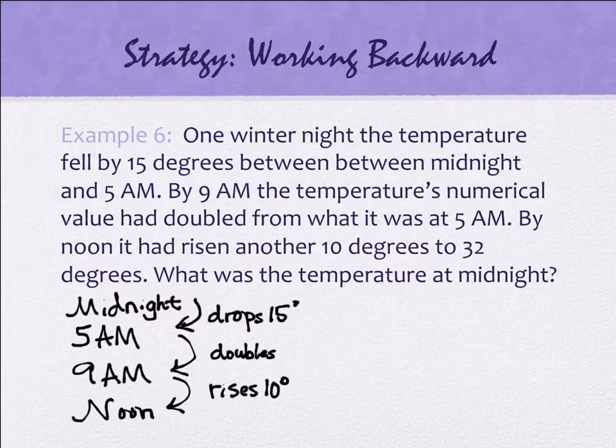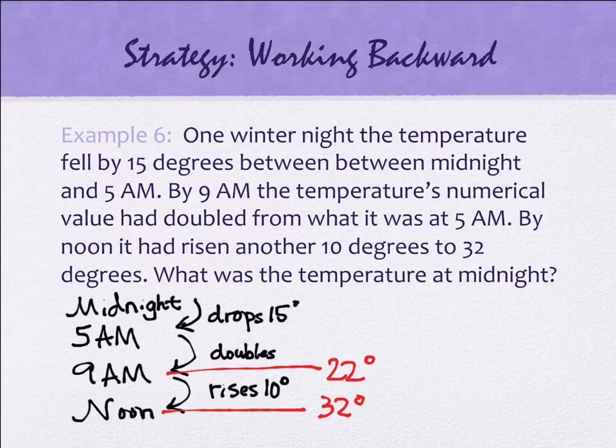Okay, so this is sort of how it's changing. And then they give us one numerical value that we know. What is it and when? 32 degrees at noon. So that corresponds to noon. How can I figure out what happens or what it is at 9 a.m.? Subtract. I need to work backwards. It said it rose 10 degrees and it arrived at 32. So where did it rise from? 22, right? So at 9 a.m., it was 22 degrees. It went from 22 to 32 and it rose 10 degrees.